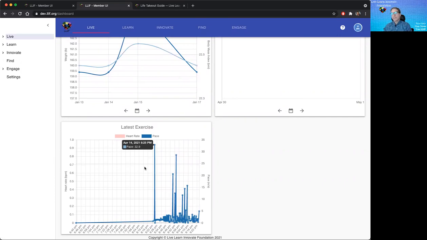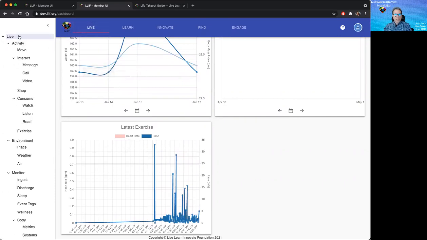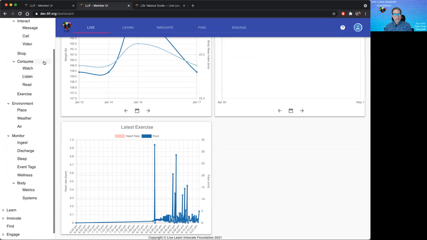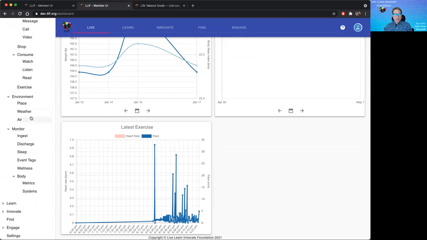This just shows you the latest exercise event on the Live tab. I can do the same thing here. We will, over time, categorize these graphs into these categories. So you'll see movement information, interacting messages. We're working on those graphs right now, and they'll be dropped into those visualizations. Adding more shopping over time, showing you your video watching habits, exercise, and then we're also collecting the environment where you are at any given time.